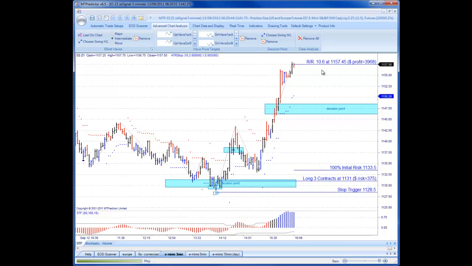So a brilliant example yesterday of using the 15-minute chart in conjunction with the 3-minute trade setups on the US minis, and here we had buy setups where you were long off the very low of the day to catch the single biggest move into the close yesterday. So a brilliant day for MTPredictor yesterday.